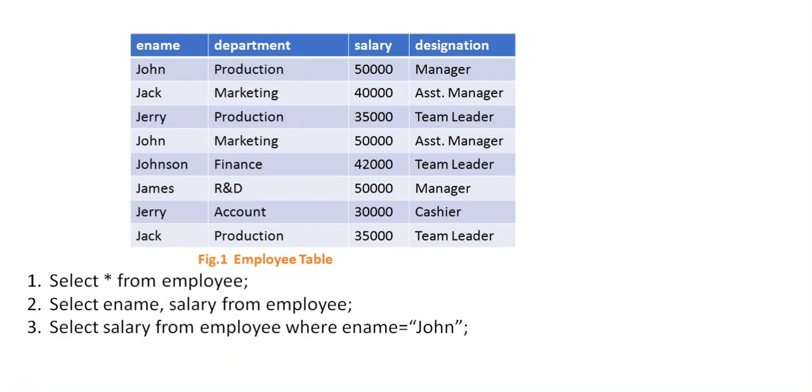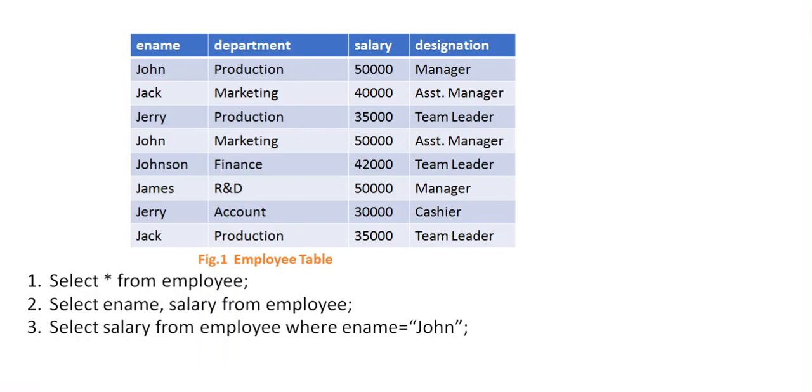But if you look at the table, we have two employees with the name John. So when you execute this query, select salary from employee where e name equals John, it will give you 2 rows. But I want to display the salary for the John who is working in the production department. Here we have 2 rows for employee John: one is working in the production department and the second is working in the marketing department.